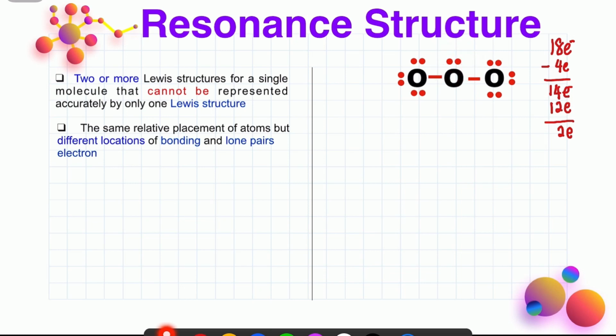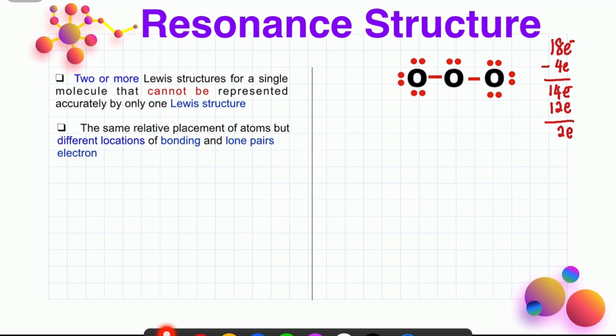Oxygen is categorized as octet. You can see that both terminal atoms are octet because around each oxygen atom there are 8 electrons: 2, 4, 6, 8. Same for this oxygen. But for the center atom, this oxygen only has 2, 4, 6, and it is not octet. So how do we make this center atom octet?